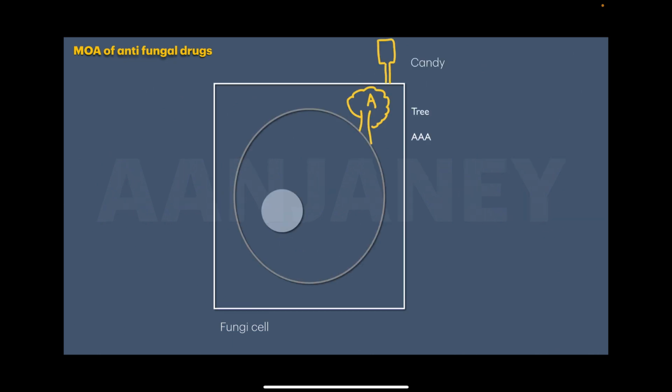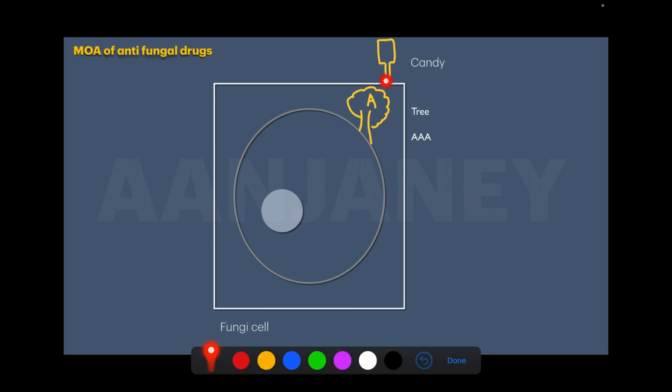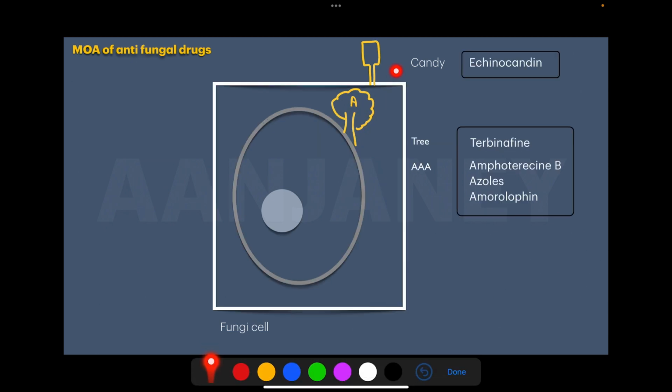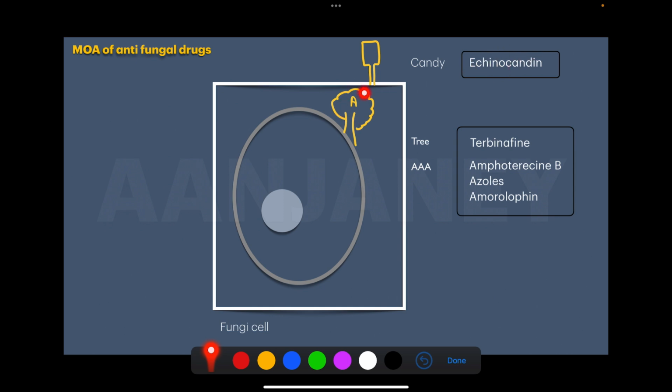So for remembering drugs, you have to remember this diagram. Here you can see there is a candy placed on the cell wall, and there is a tree on the cell membrane in which A is written. So the candy represents echinocandin, the tree represents terbinafine, and the A here represents amphotericin, azoles, and amorolfine. So echinocandin inhibits cell wall synthesis, while these three drugs will inhibit cell membrane synthesis.